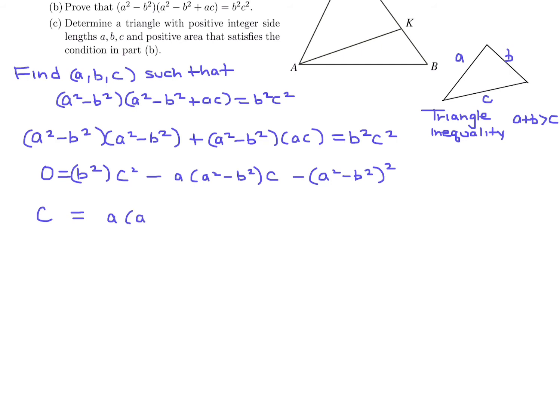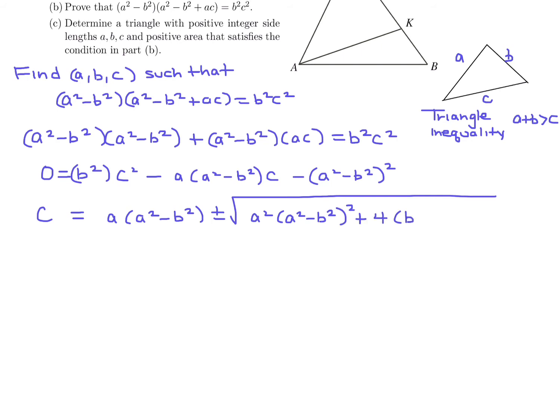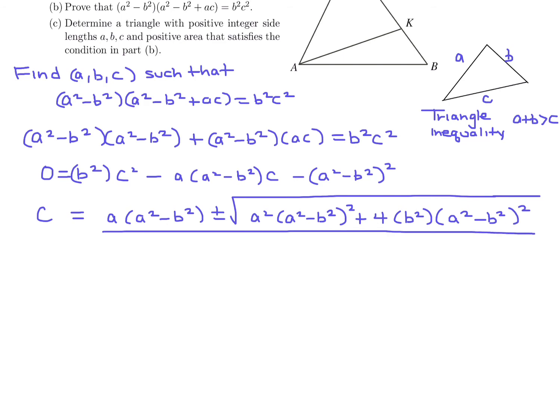So as always, minus b, in this case it'll be a times (a squared minus b squared), plus or minus the square root of b squared. So that's going to be a squared times (a squared minus b squared) all squared, plus 4a, which in this case is b squared, times c. It's minus 4ac, but the minus and this minus cancel each other out. So you just get (a squared minus b squared) all squared, all over 2 times a, which in this case is b squared.